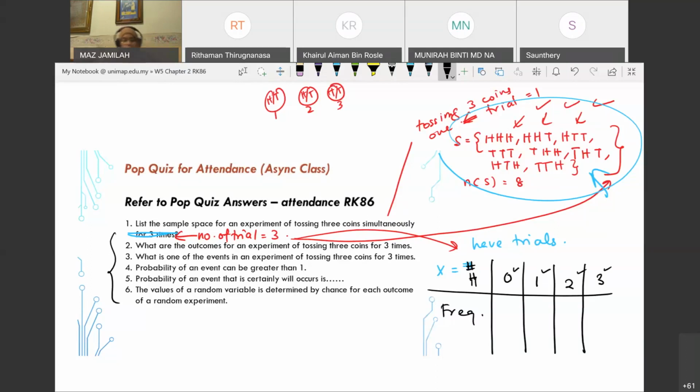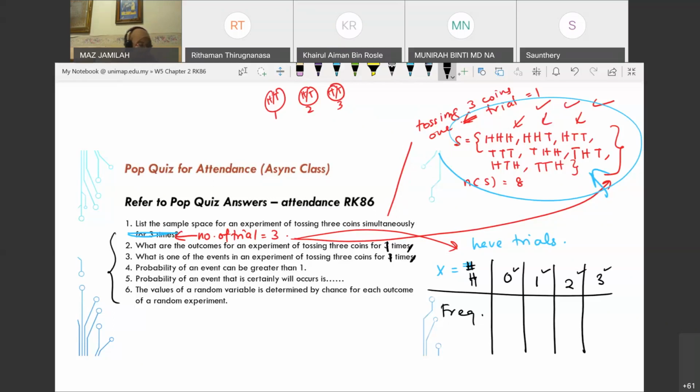So let's say, I'm really sorry, because when I came up with the question, I do realize that I have given you something one step further than what you should understand when you do the experiment. Let's say we are talking about tossing three coins simultaneously once only, one trial only, not more than one trial. Now, what are the outcomes for an experiment of tossing coins, one time only?